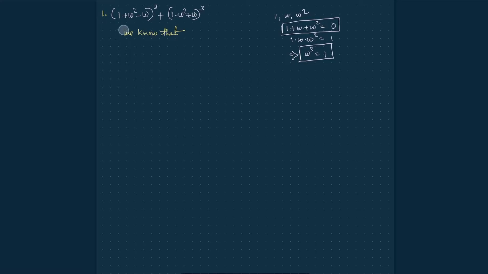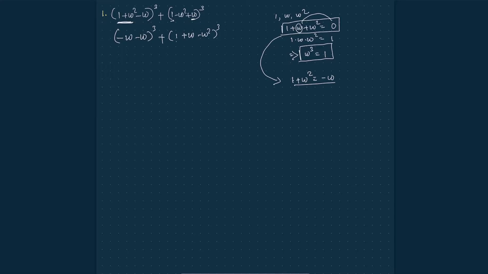Okay, now you see that 1 plus omega square we need. From this formula we can say that 1 plus omega square will be equal to minus omega, right? This omega I'm bringing to the right hand side, so it is going to be minus omega. So instead of 1 plus omega square, I can replace minus omega. So minus omega whole cube, plus, here you can write, 1 plus omega minus omega square, whole cube.